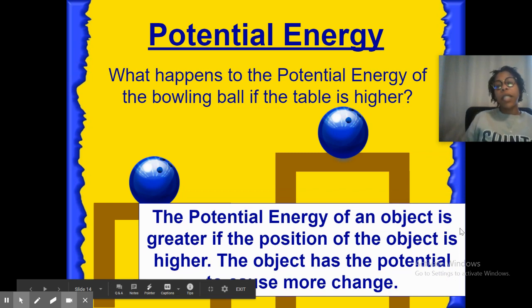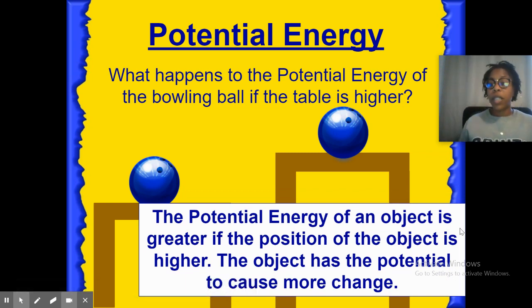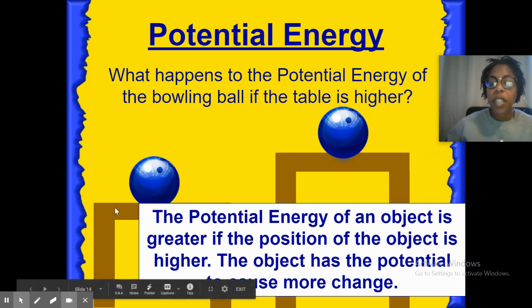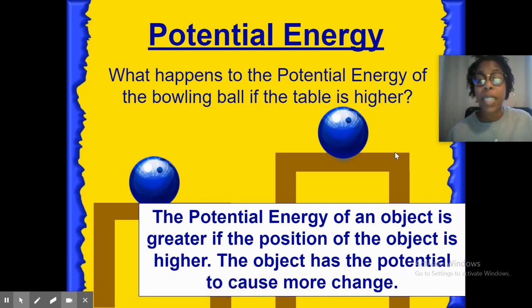All right, so what happens to the potential energy of the bowling ball if the table is higher? The potential energy of an object is greater if the position of the object is higher. The object has more potential to cause change. All right, so if you have the bowling ball on the table on the left as compared to the bowling ball on the table on the right, the table on the right is higher than the table on the left. So that means the bowling ball on the right has more potential energy because the position of the object is higher and the object has the potential to cause more change.